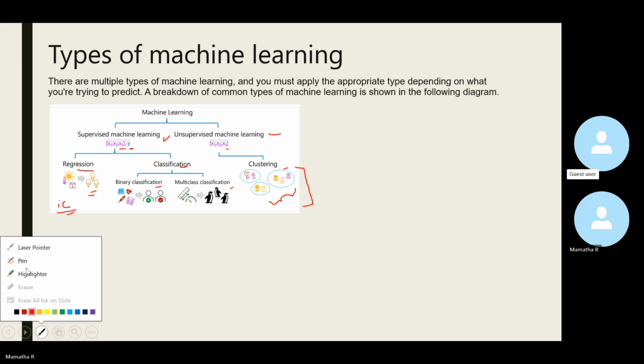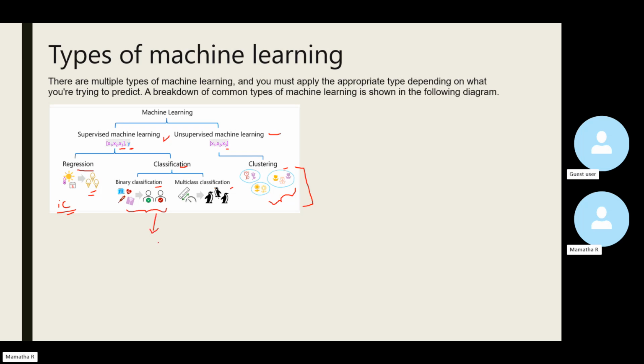In classification, we have binary classification. Binary classification means it is a single choice out of two values, like true or false, zeros or ones, or yes, no. Basically, it will be like true or false, positive or negative. Based on that, you have to get the label values.